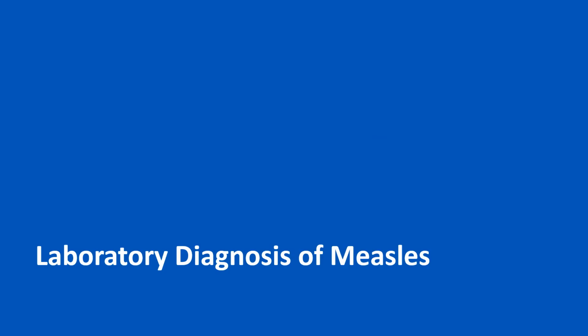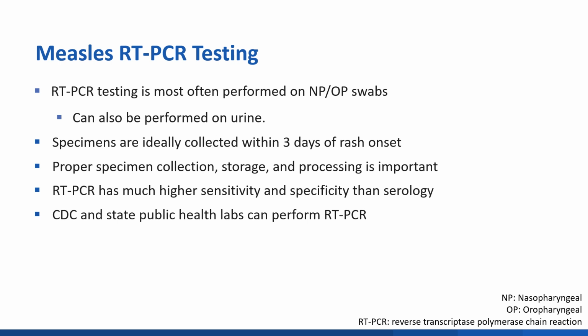So let's talk a little bit more about the laboratory diagnosis of measles. These days, most U.S. measles cases are tested and confirmed by RT-PCR, which is reverse transcriptase polymerase chain reaction testing, which is typically performed on NP (nasopharyngeal) or OP (oropharyngeal) swabs, but can also be detected in the urine. Urine testing by RT-PCR can be done, but generally in conjunction with an NP or OP swab.